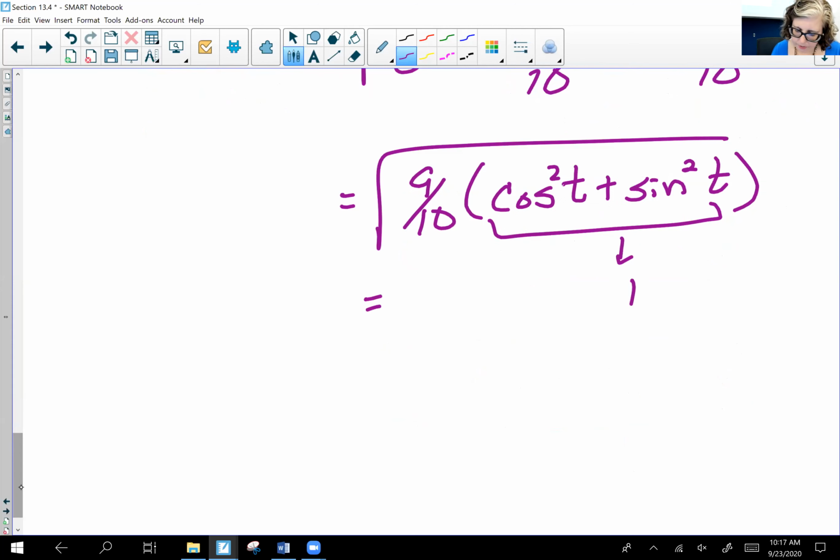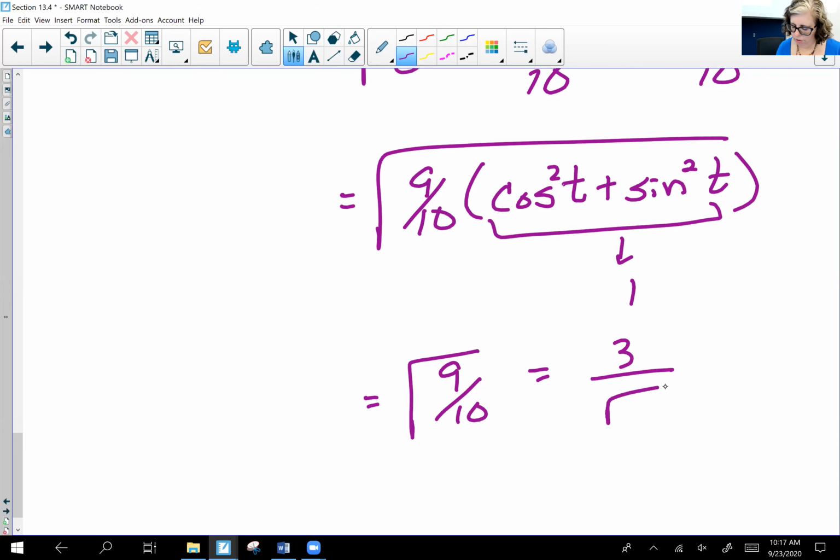All right. And so what do we end up with then? We end up with the square root of 9 over 10, or 3 over the square root of 10. For the exam, do you care which way we enter our answer? No.